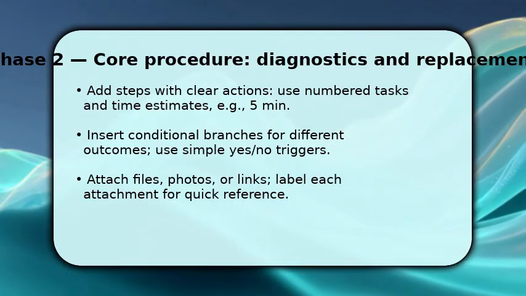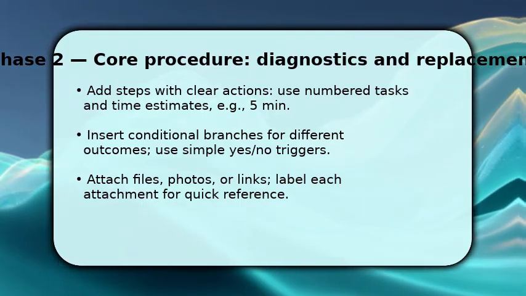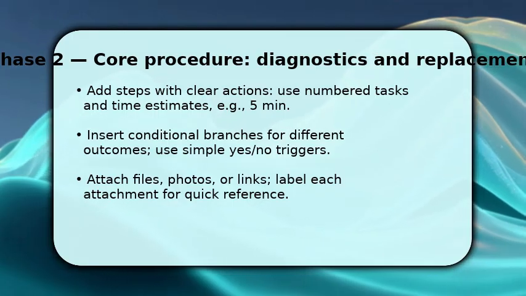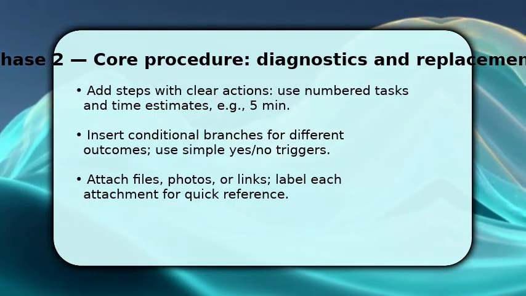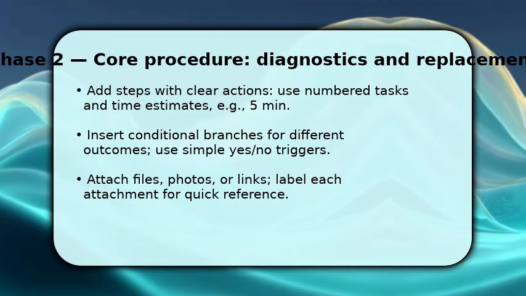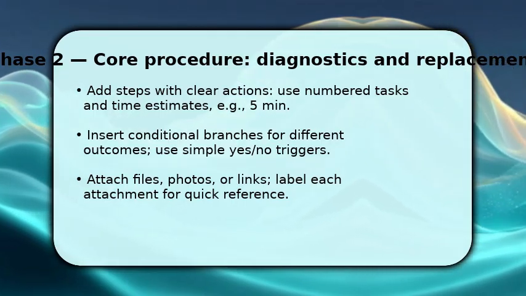Use conditional branches when tasks diverge. Set a yes/no trigger to route the check automatically. Include attachments, photos, PDF, or links, and label them so you can scan later. Once done, review the sequence aloud to hear the flow and adjust timings.